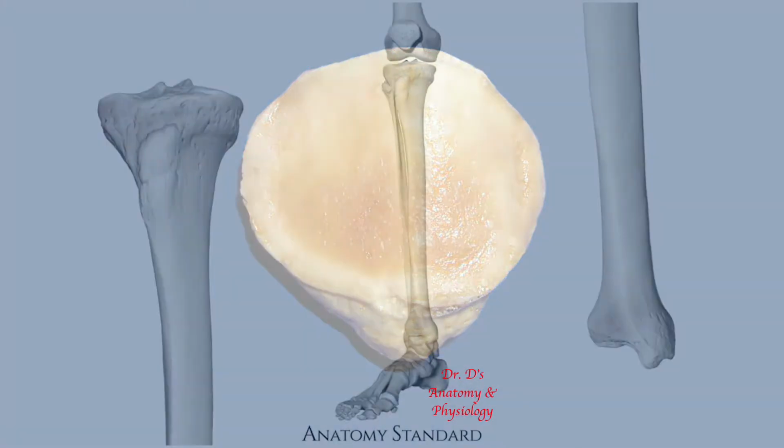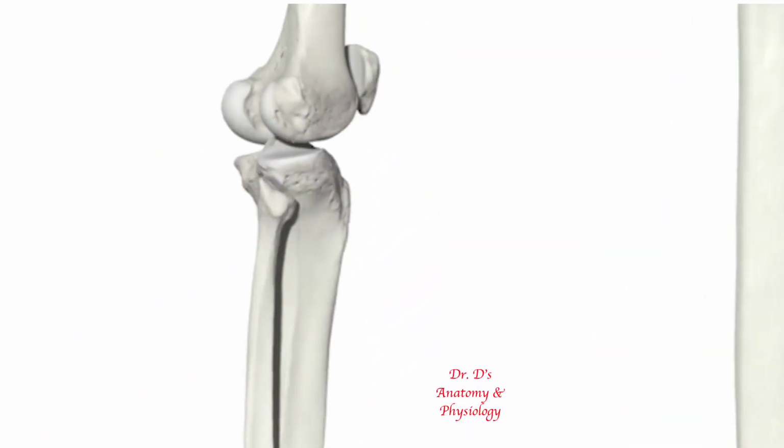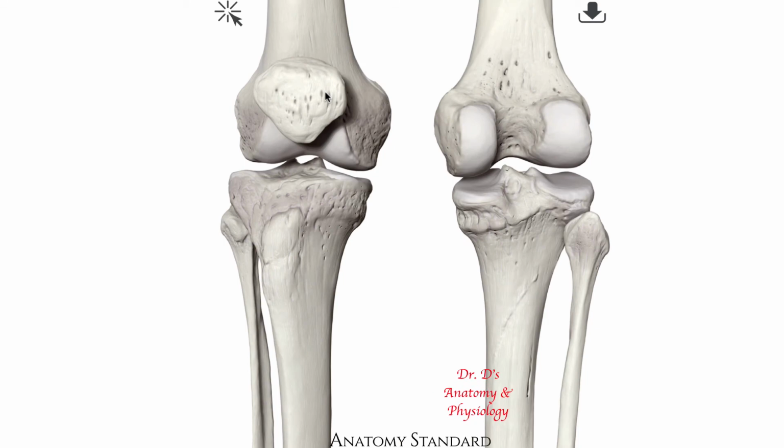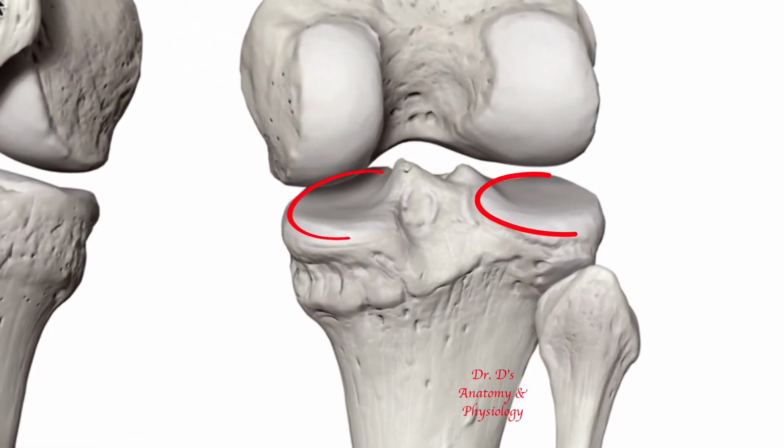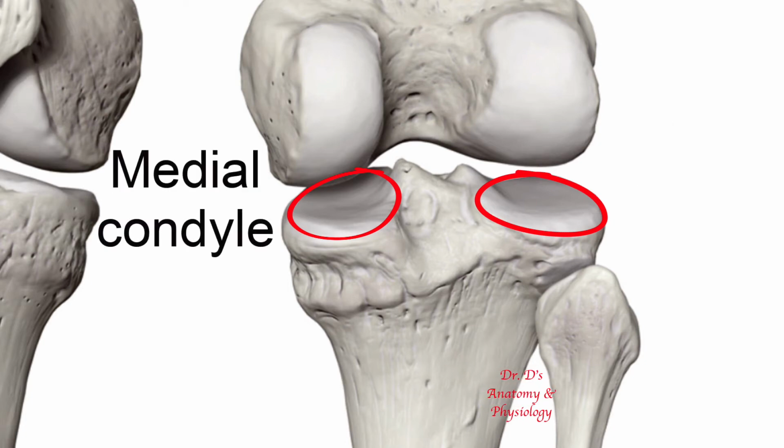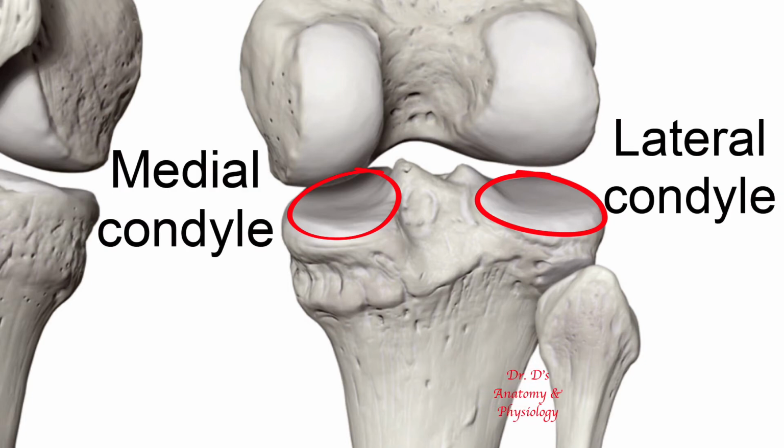Now let's take a look at the tibia, beginning with the proximal end, which articulates with the femur. From the posterior view, we can see there are two relatively flat, smooth surfaces that will articulate with the corresponding condyles of the femur. So you have the medial and lateral condyles on the tibia.